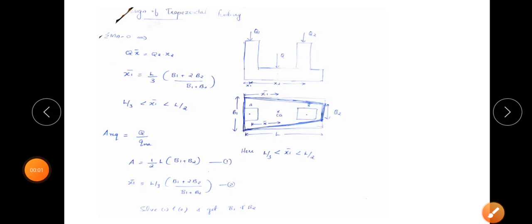Good morning students. So today's topic is design of trapezoidal footing. In the last class we have studied design of rectangular footing.